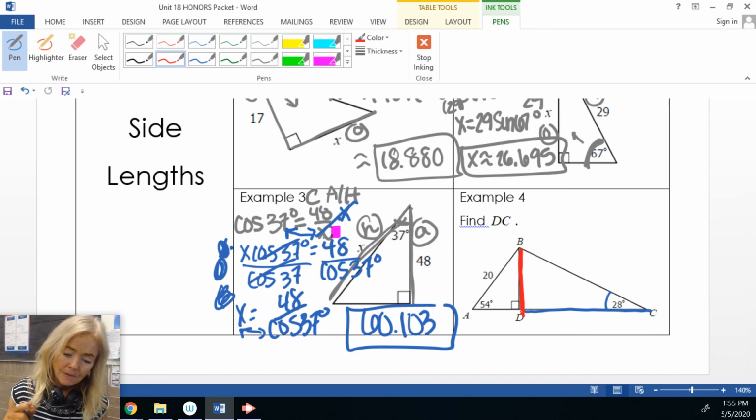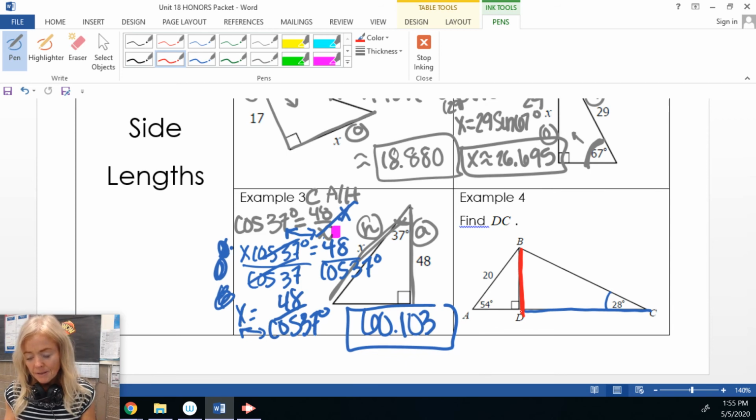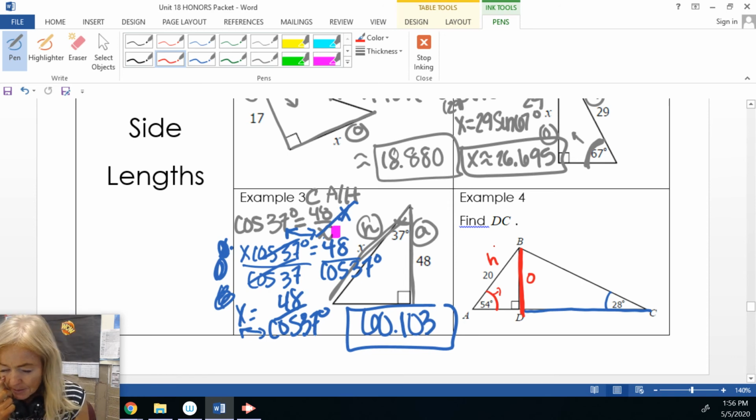I'm going to have to find that side and then use it as my secondary side to find DC. But I have to use trig on the left triangle to figure out the height of the triangle so that I can figure out the length of DC on the right triangle. All right, so on the left, we have this angle, 54. The side I want is opposite. The side I have is the hypotenuse. So that's a sine. SOHCAHTOA.